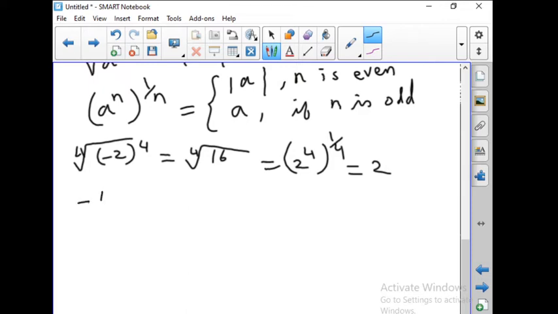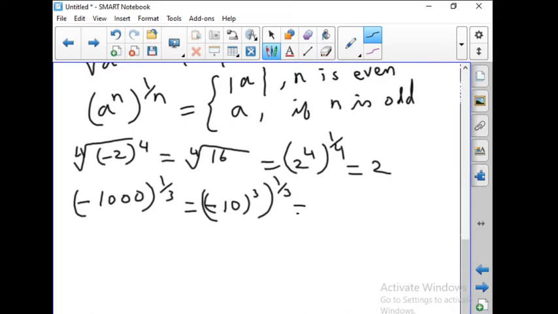So, what about (minus 1000) the whole power 1 by 3? This is nothing but (minus 10 cube) the whole power 1 by 3, which is equal to minus 10. So, can you understand the definition? When n is even, it is modulus of a, and when n is odd, it is a. So, first example, n is even. So, we have got modulus of a.